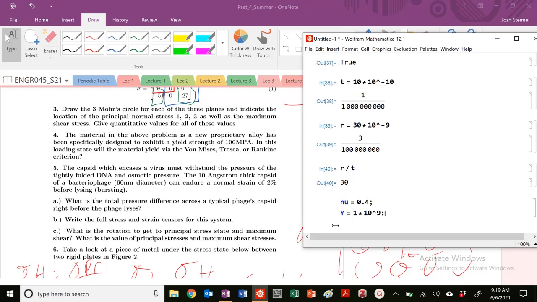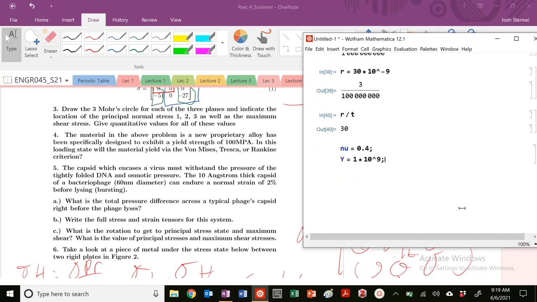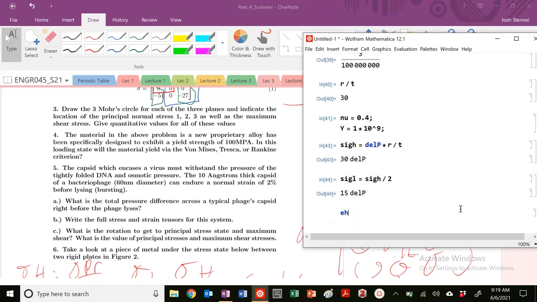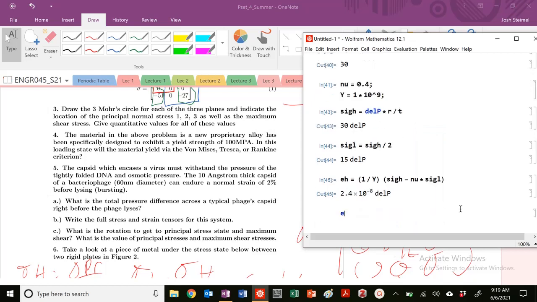So what is the total pressure difference across the capsid? It says it can withstand a normal strain of 2% before lysing. So I know sig H equals del P times R divided by T, sig L equals sig H divided by 2, epsilon H equals 1 divided by Y times (sig H minus nu times sig L), and epsilon L equals 1 divided by Y times (sig L minus nu times sig H).